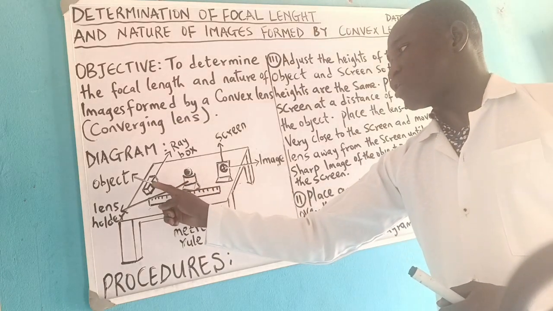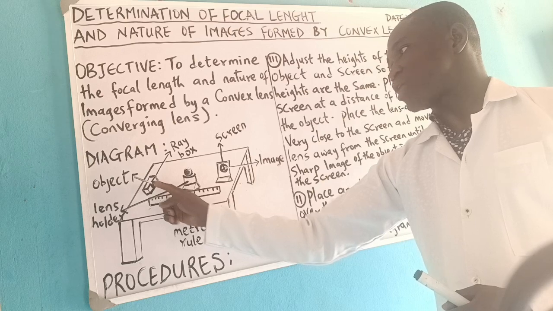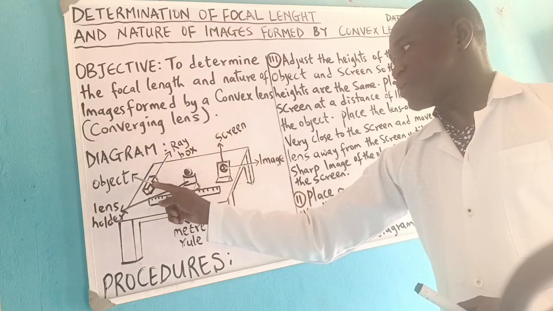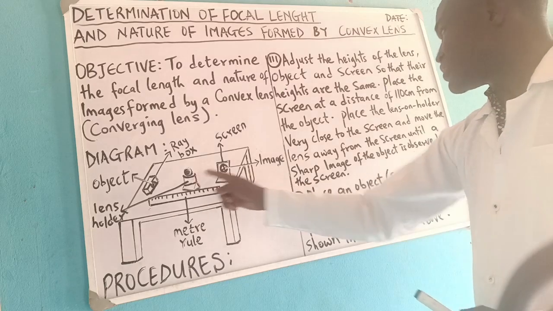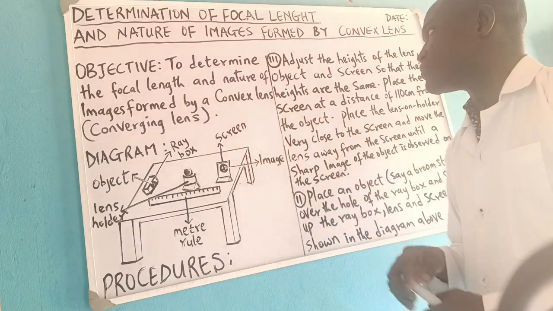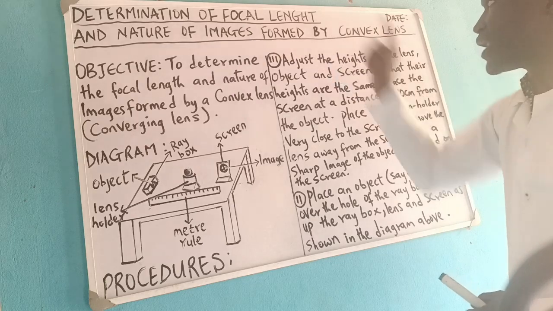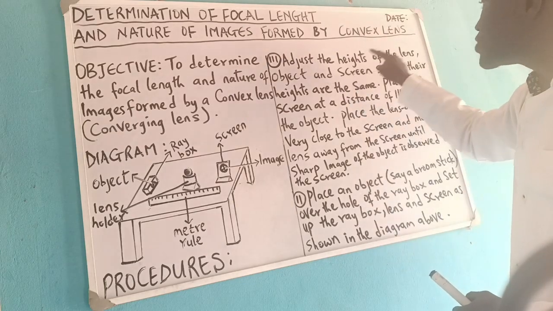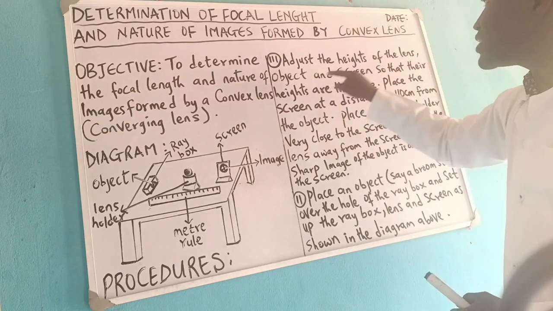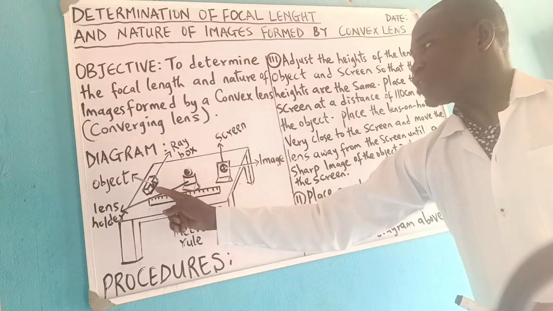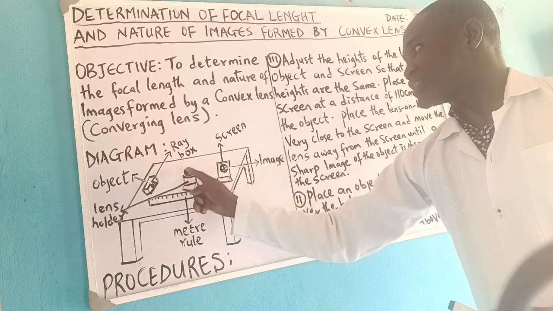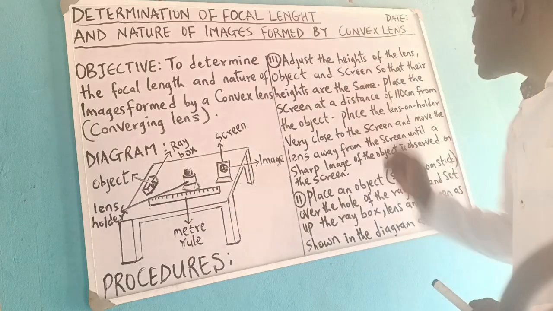You can see the broomstick taken as the object inside this ray box. Then they say we should set up the ray box, the lens, and the screen. Then procedure 3: adjust the height of the lens, object, and screen so that their heights are the same. You adjust it so that the heights of this, this, and this are the same.